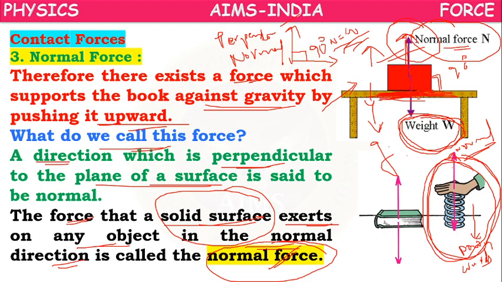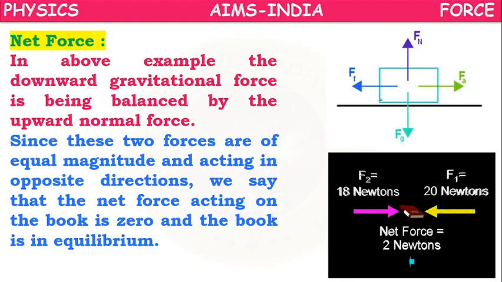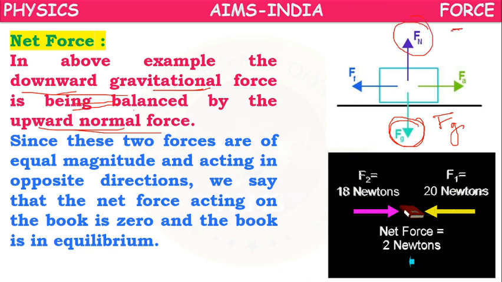Next, in this example, the downward gravitational force Fg is balanced by the upward normal force Fn.